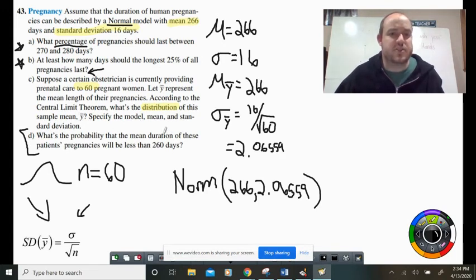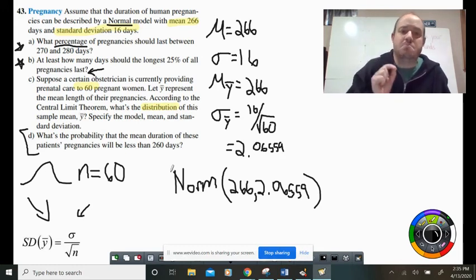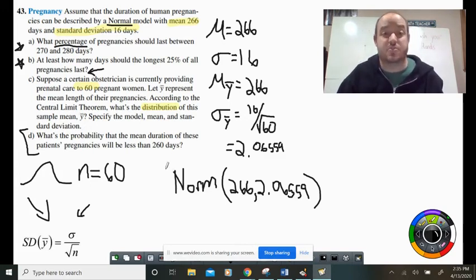What's the probability that the mean duration of these patients' pregnancies will be less than 260 days? Now, the reason I know this is a sampling distribution question and not like our first two is because it says, what's the probability that the mean duration of these patients? So we're looking at the mean of a sample of 60 patients. It's not like up here where it says what percentage of the pregnancies, so we're looking directly at individual pregnancies. In this case, it's saying what's the mean duration of these patients' pregnancies. So we're looking at these 60 pregnant women.